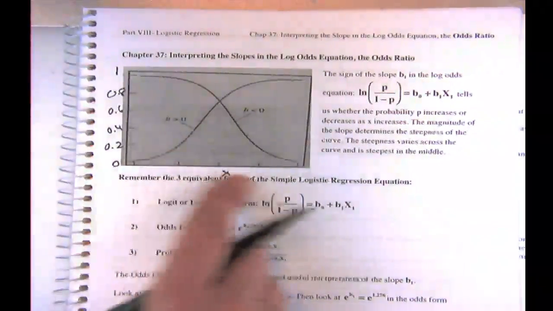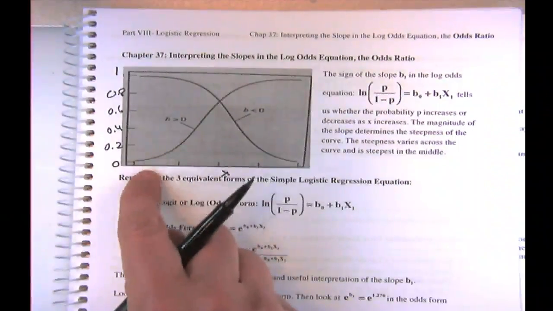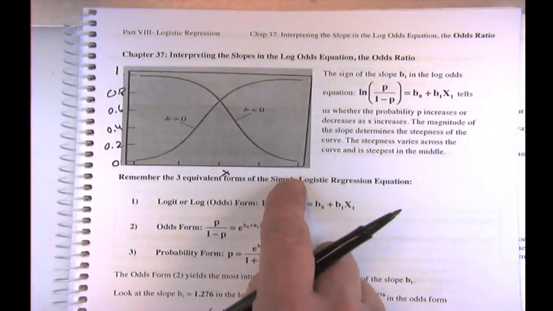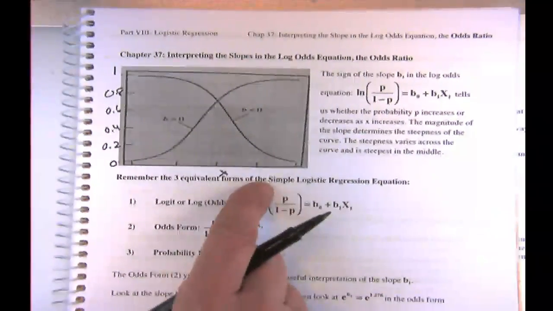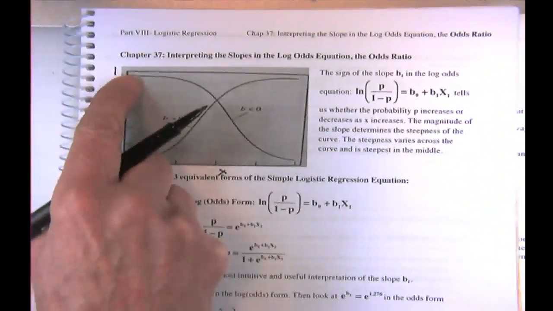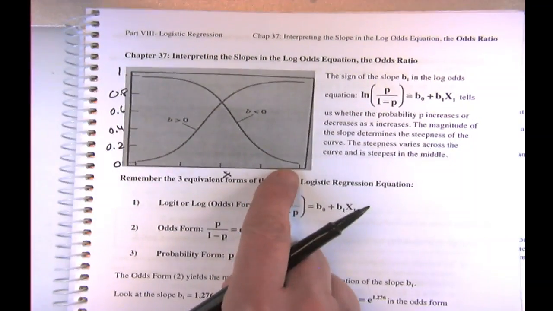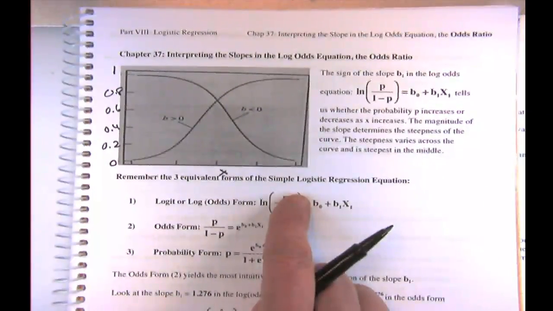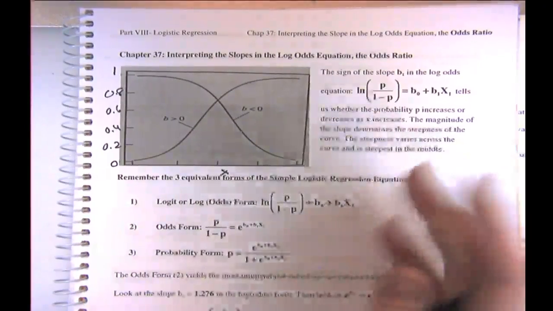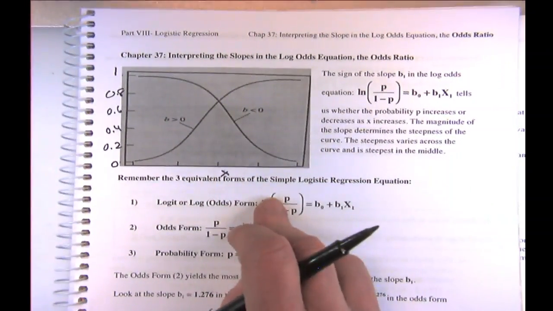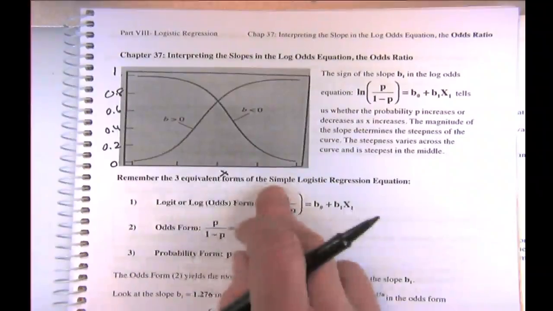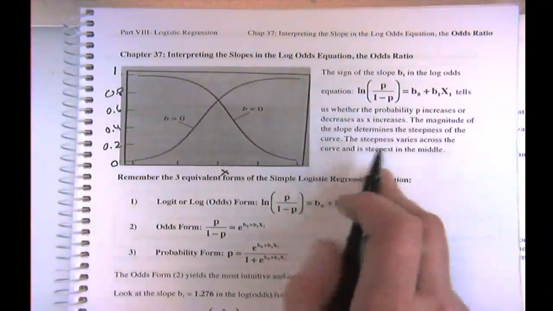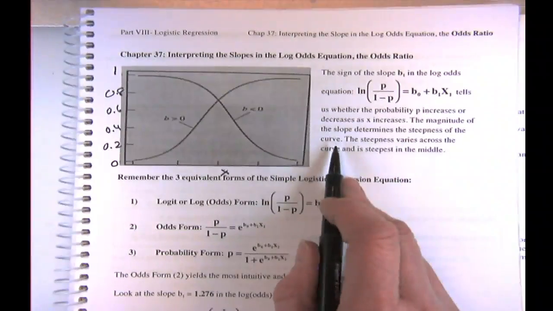If, as x gets bigger, your chances of, say, getting into med school go down, and x is how much you party, then the more you party, the lower your chances are of getting into med school. It would look something like that. Something that's going to make it less likely to get in. And the magnitude of the slope determines the steepness of the curve.